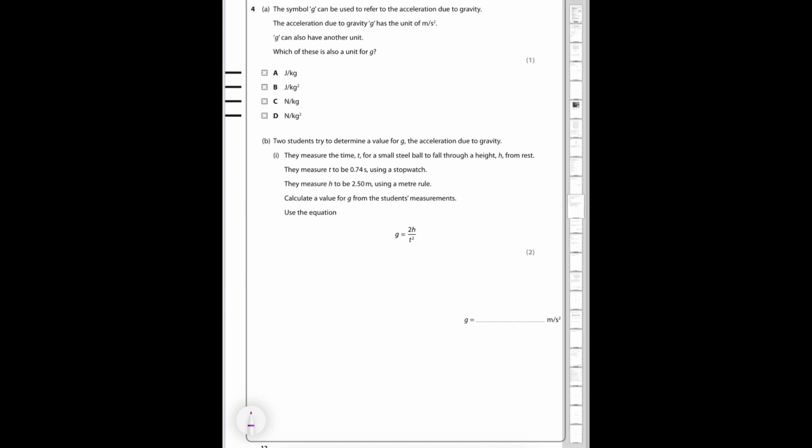So if we think of another equation where we have gravity, we can have weight, which is a force, equals mass times gravity. And if we rearrange this equation, gravity is weight, again, which is a force, divided by mass, and the units of weight would be newtons, and the unit of mass would be kilograms. So the unit of gravity here would be newtons per kilogram, and so our answer would be D.